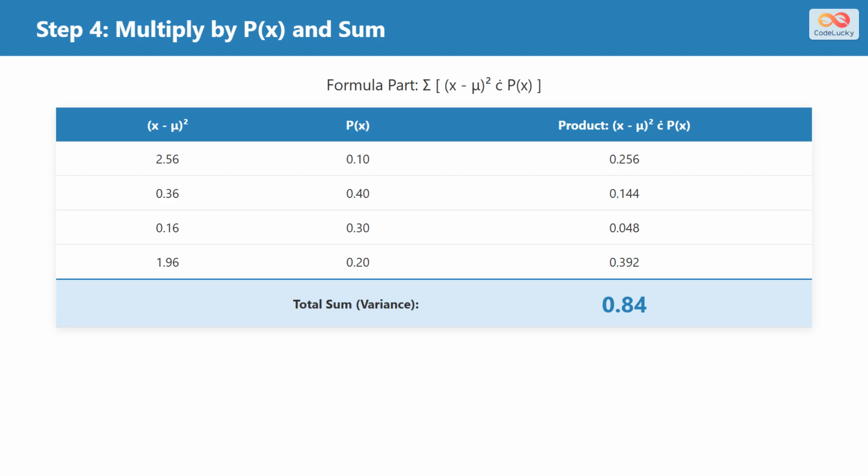Step 4 is the most important part. We cannot just average the squared numbers, we must weight them by how likely they are. We multiply each squared deviation by its original probability. For the first row, 2.56 times 0.1 equals 0.256. After doing this for all rows, we sum the results to get 0.84. This is our variance.